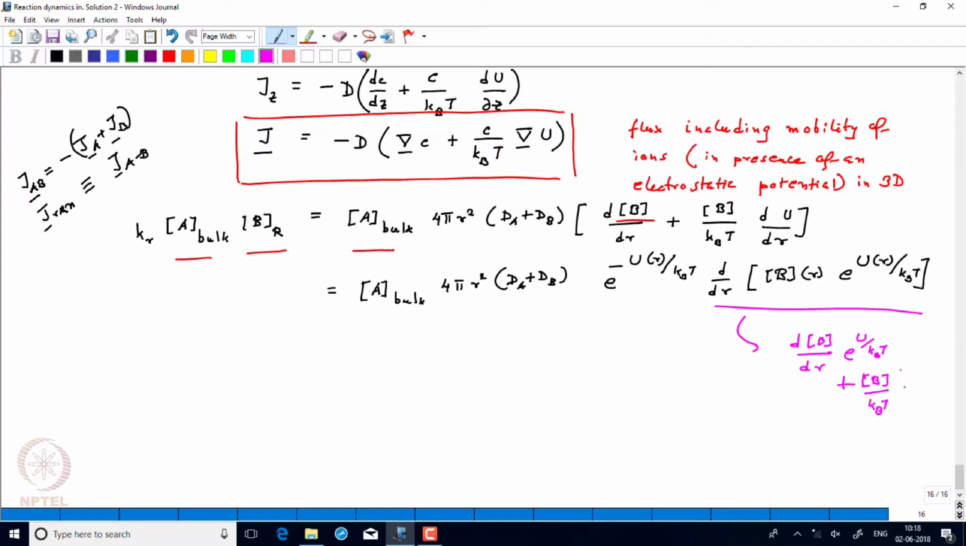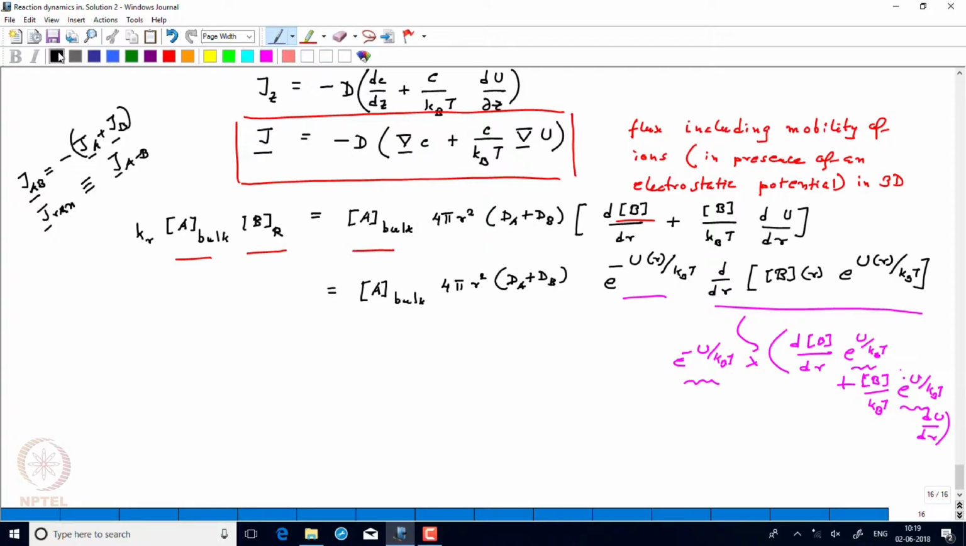So this kBT comes here into du, or let me just first do the exponential's derivative. So it will be e to the power plus u by kBT times du/dr. Now we are multiplying it by e to the power minus u by kBT. You can see that this and this cancel, and this term also gets cancelled. So we are actually getting back our original equation. This is basically a very clever way of writing the above equation.